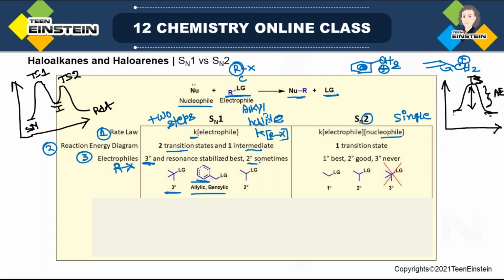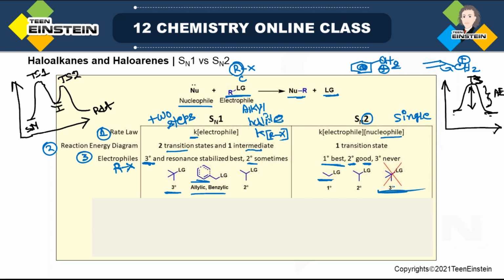Obviously 3 degree is better. So 2 degree is also fine, but if it is 1 degree, it will not undergo the SN1 mechanism, it will go through the SN2 mechanism. Because for SN2, now come to this side, 1 degree will give you the maximum result, that is, maximum product you can expect. So this is a 1 degree example, CH3, CH2, then LG, that is X. Then if it is 2 degree, it is good, but not so good. And for 3 degree, it is never.